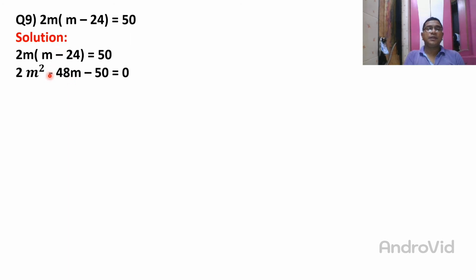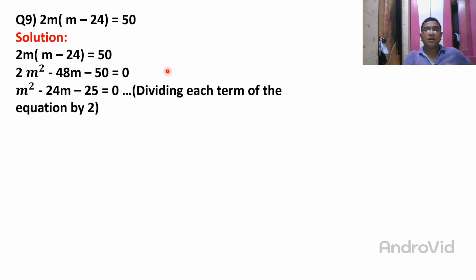In the middle term the sign is negative. Plus 50 goes across, minus 50. So 2m square minus 48m minus 50 is equal to 0. 2 is multiplying, goes across, divide. 2 into 50, what do you get? 100. So minus 100 is the answer.